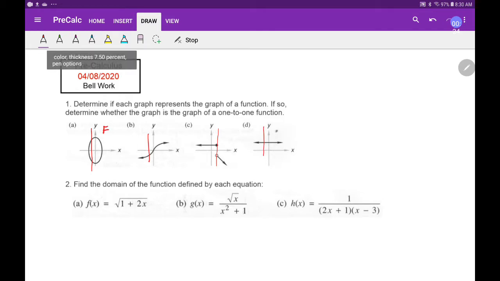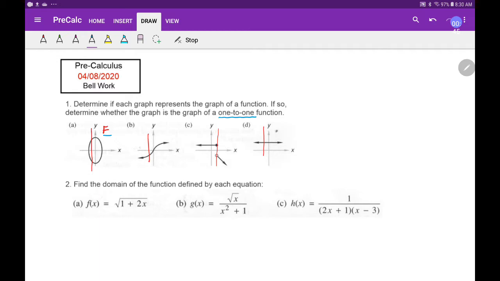And then, let's see. If so, determine whether the graph is the graph of a one-to-one function. Okay, so one-to-one is the horizontal line test. And this one, well, we don't care. We don't care about the first one. We just say it failed the first one, so we're good.